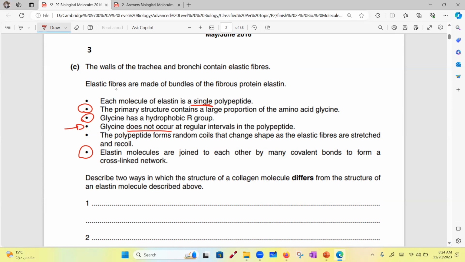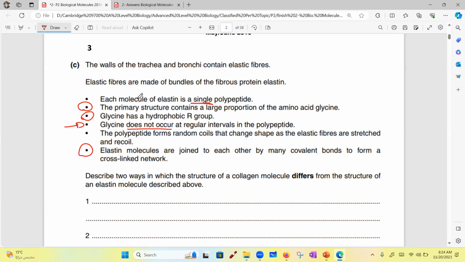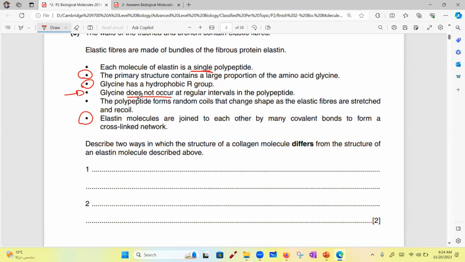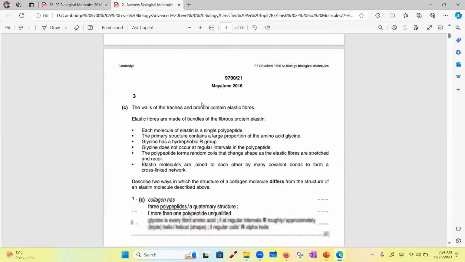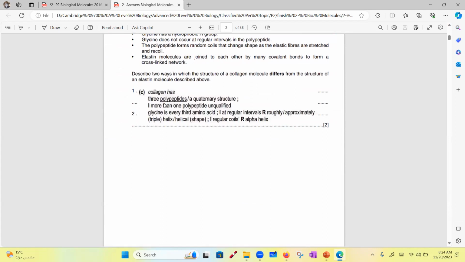Can you give me a third difference? What you said is correct. Give me a third difference. It's not random coils. Collagen is a fixed triple helix structure. You want to look at the mark scheme? Yeah.